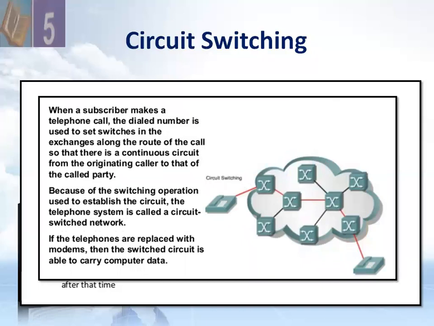When a subscriber makes a telephone call, the dialed number is used to set switches in the exchanges along the route of the call, so that there is a continuous circuit from the originating caller to the called party. Because of the switching operation used to establish the circuit, the telephone system is called a circuit switched network. If the telephones are replaced with modems, then the switched circuit is able to carry computer data. So the telephone call is an example of circuit switching.